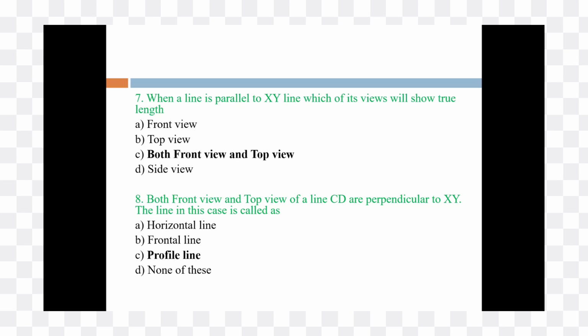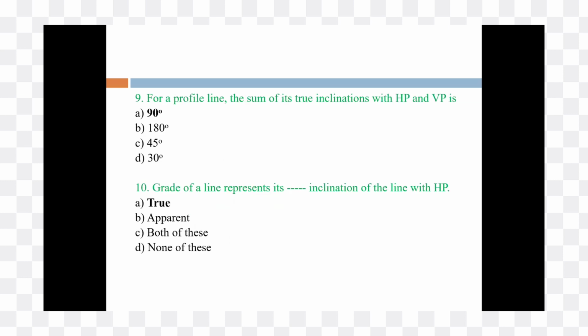We know the definition of the profile line: when the line is making an angle with respect to HP and VP, or when the line is inclined to HP and VP and parallel to the PP, the line we get is called a profile line. So here option C will be correct, that is the profile line.